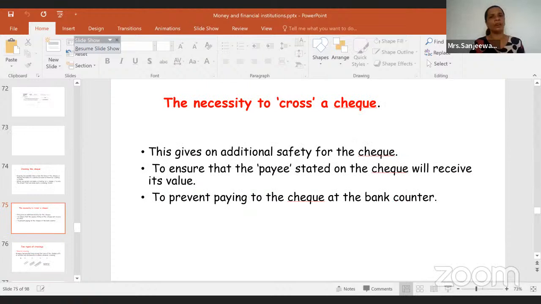Why do you think crossing is necessary, children? Because it gives additional safety, right? And it ensures that the payee stated on a check will receive the value, and it prevents payment of the check at the bank counter. If you have crossed the check, they will not pay you from the bank counter. You need to deposit that, okay?